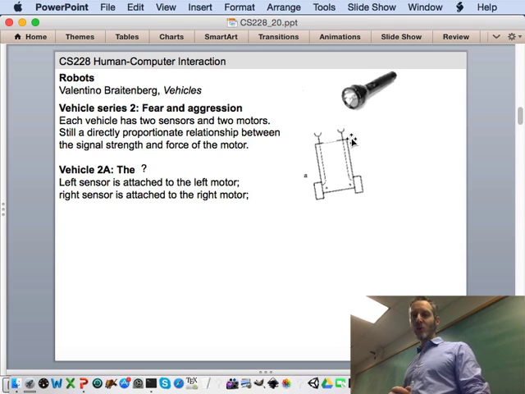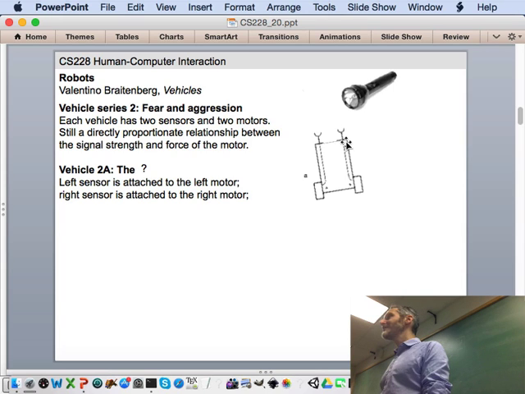This vehicle has two sensors on the front, and now we're going to switch from temperature sensors to light sensors. The left sensor is attached to the left wheel, and the right sensor is attached to the right wheel. And there's a little plus sign here. The plus sign means that there is this proportional relationship. The stronger the sensor fires, the faster the wheel turns. Let's imagine that we approach Vehicle 2A with a flashlight from its front right. What does this vehicle do? It turns away from the light.